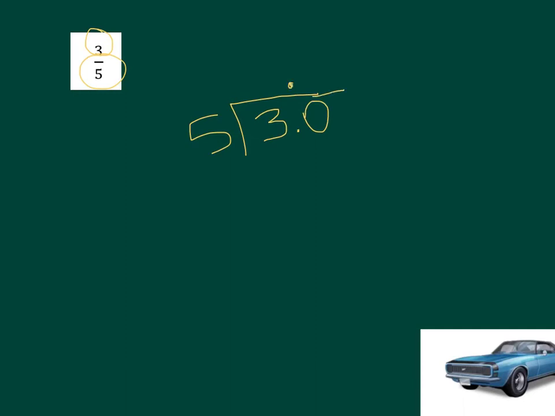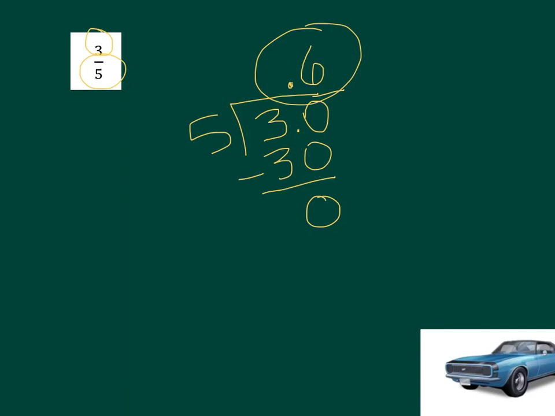Remember, you need to put the point directly above the division sign, and then I ask, how many times can 5 go into 30? Well, looking at this, I know that 5 can go into 30 6 times. 5 times 6 is 30, and when I subtract, I get 0. I have no remainder, so I know my answer is simply 0.6. So turning 3/5 into a decimal is simply just 0.6.